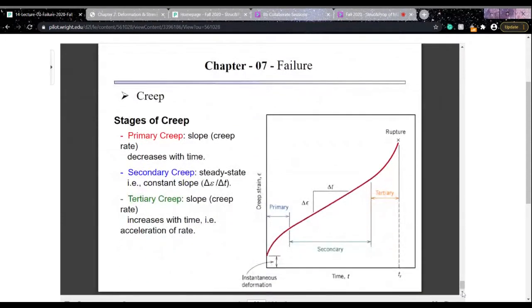So the creep undergoes three stages: the primary creep, secondary creep, and the tertiary creep. So it is the strain over the time. Where it initiates, it's the primary creep, and then it slowly increases, and then after a certain amount of time, it undergoes a fracture.